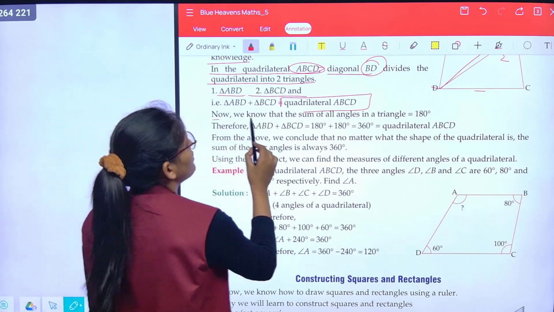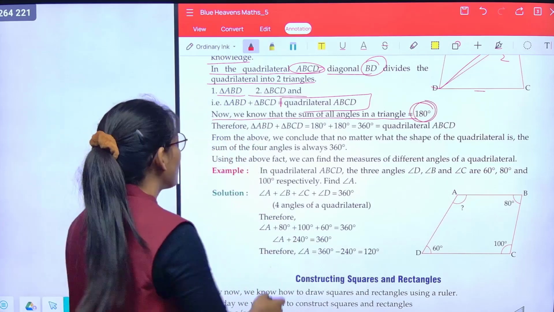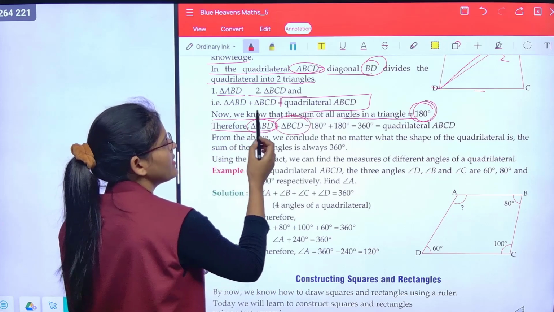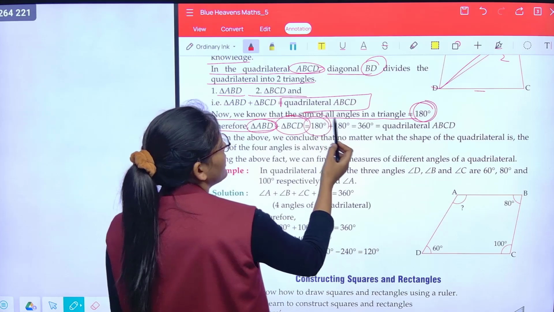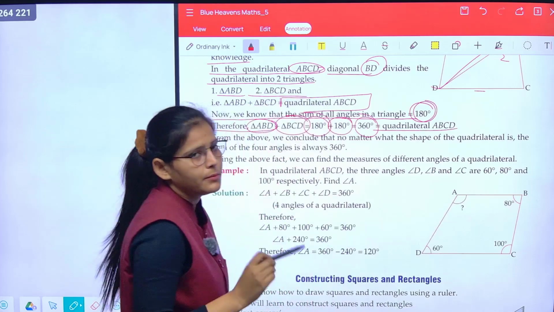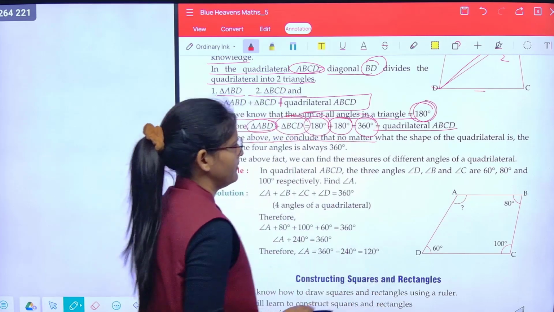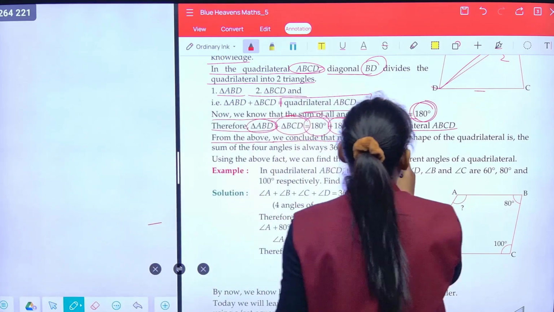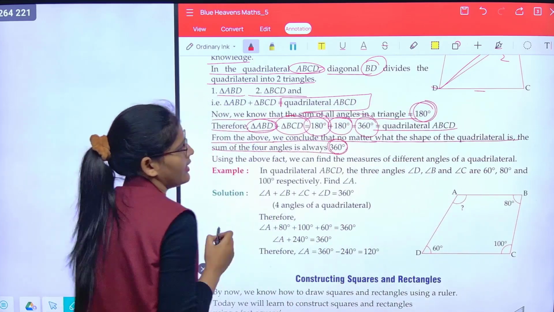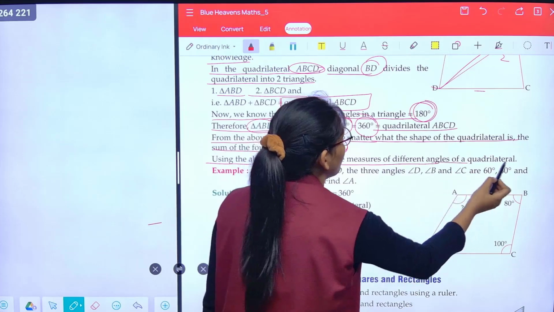Understand? Now we know that the sum of all angles in a triangle is equal to 180 degree. Therefore triangle ABD plus triangle BCD is equal to 180 degree plus 180 degree is equal to 360 degree, quadrilateral ABCD. Now from the above we conclude that no matter what the shape of the quadrilateral is, the sum of the four angles is always 360 degree. Using the above fact, we can find the measures of different angles of a quadrilateral.